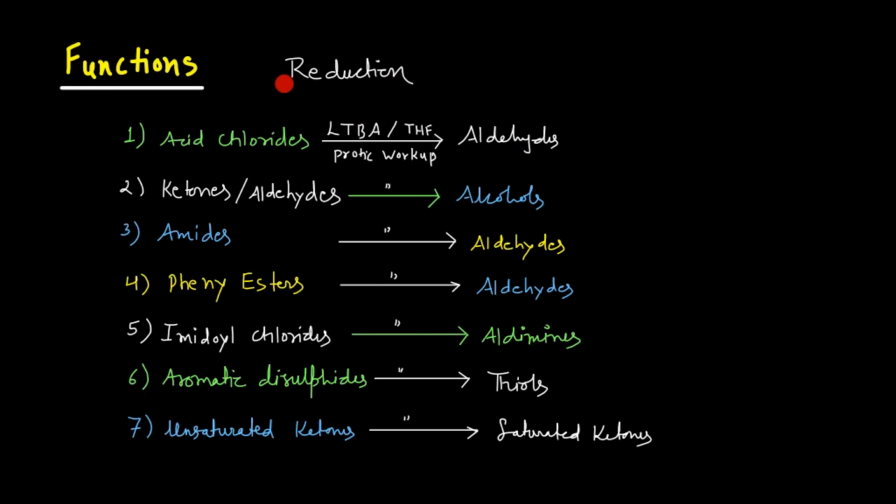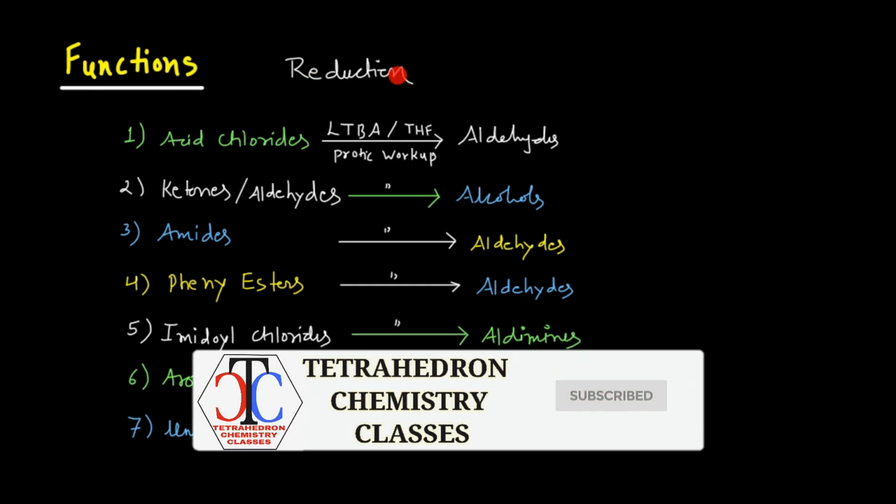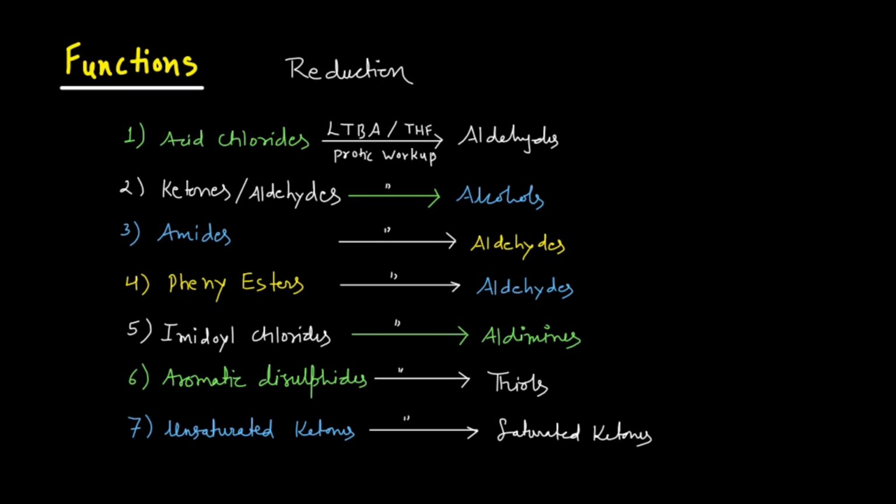I have written functions here. The important function of this is reduction. It is used for reduction processes, and most famously it is used for the reduction of acid chlorides, right? These acid chlorides can be reduced to aldehydes, with LTBA and THF, tetrahydrofuran, or ether as a solvent, and after the protic workup, your acid chlorides will convert into the aldehyde, right?